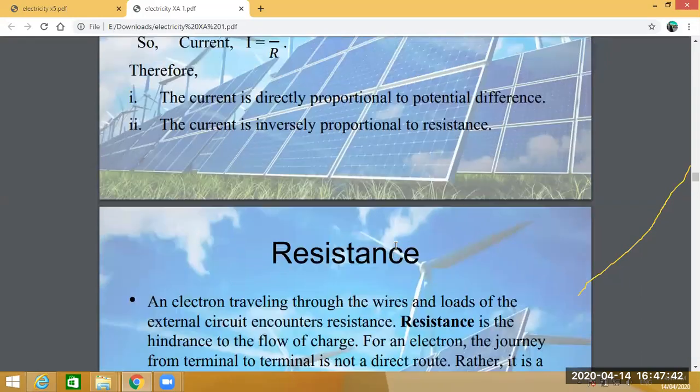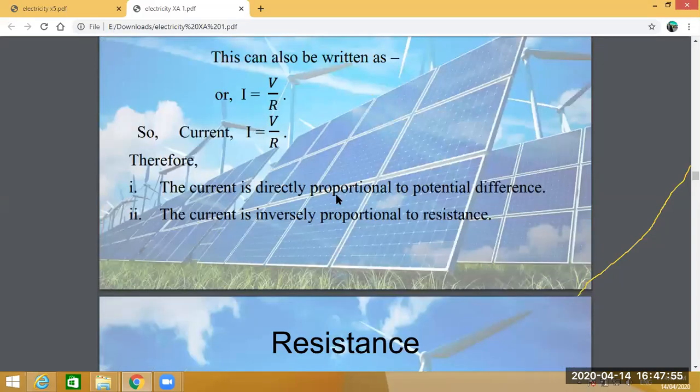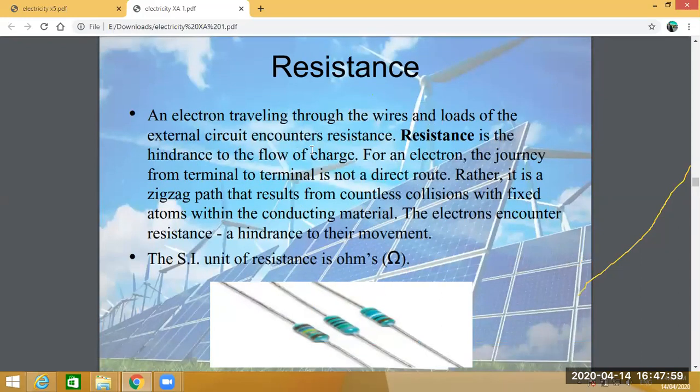Now, so far, while studying Ohm's law, we came to know about the new term resistance, which was involved as a proportionality constant. Now let us check out what resistance is. So learn what to say when someone asks you, what is resistance?